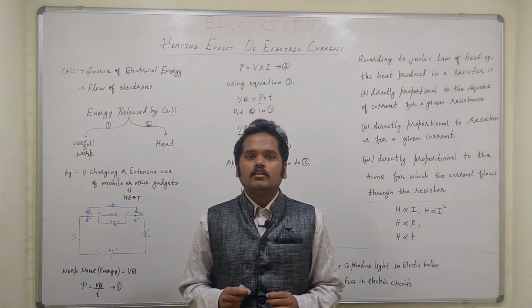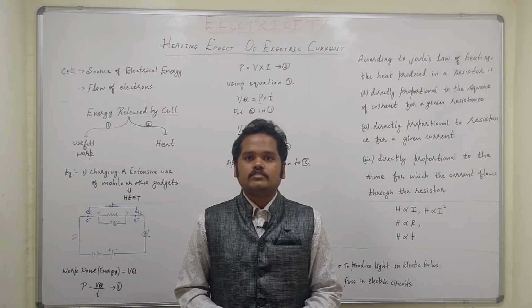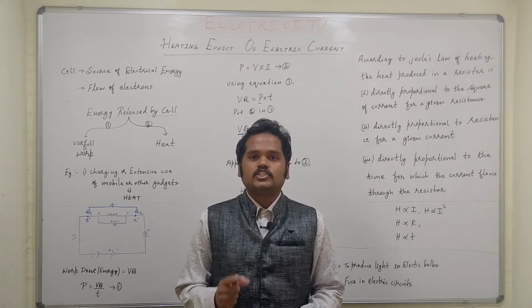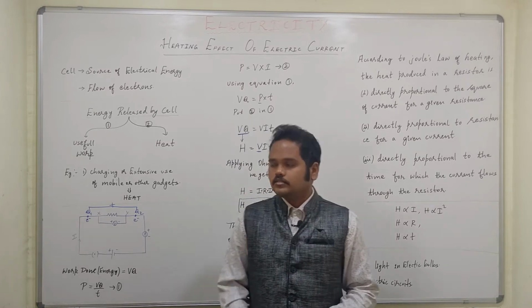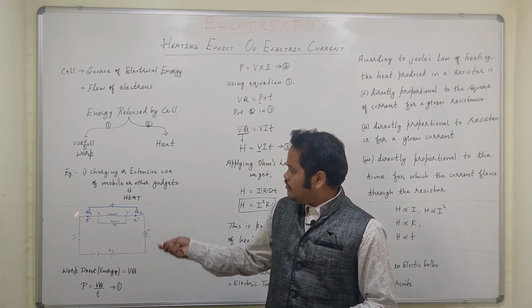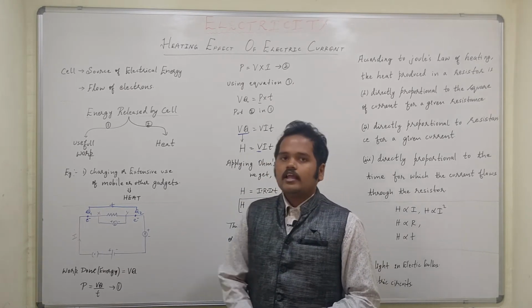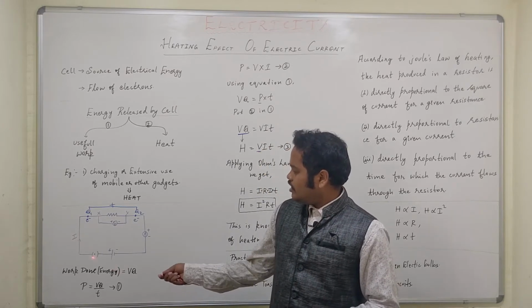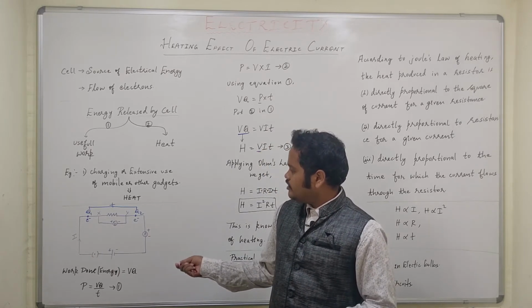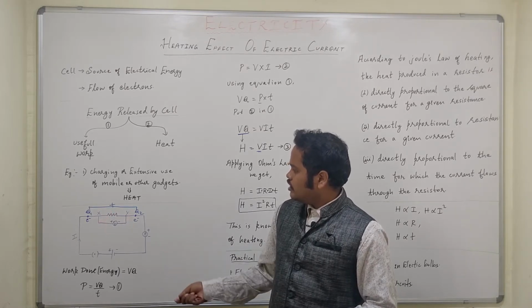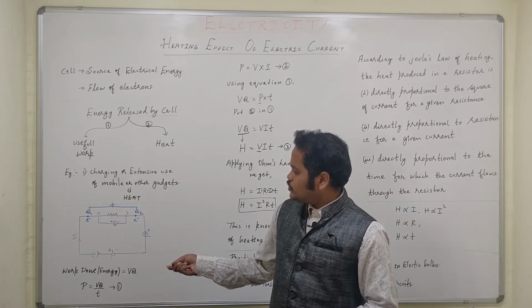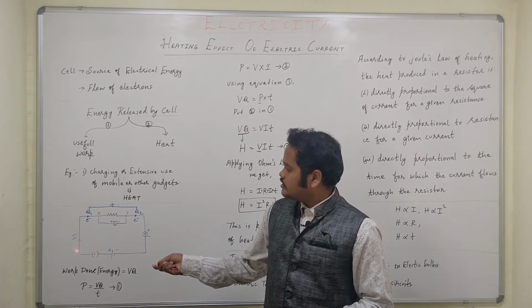We will arrive at the equation for heat, H. Let us see the derivation. Here we have a circuit. In this circuit, we have a cell, a key, a meter, a resistor with voltage across it. Now when we switch on the key, the current starts to flow.